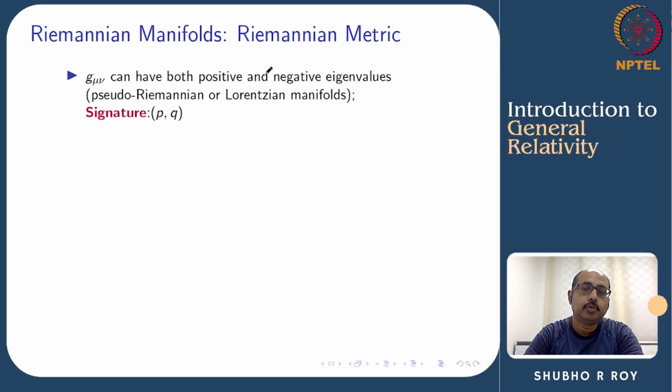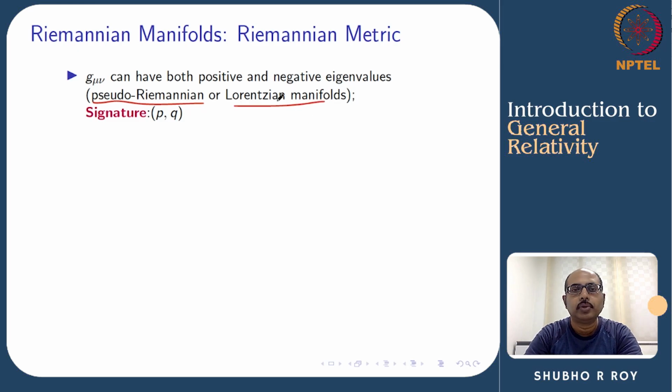Now we ruled out G having 0 eigenvalues, but G can have both positive and negative eigenvalues. If it has both, those metrics or manifolds are called pseudo-Riemannian. If it's purely positive, then we call them Riemannian manifolds. In particular, if there's only one negative eigenvalue, we will call that a Lorentzian manifold.